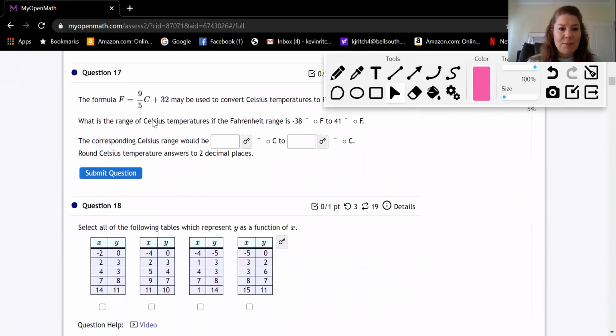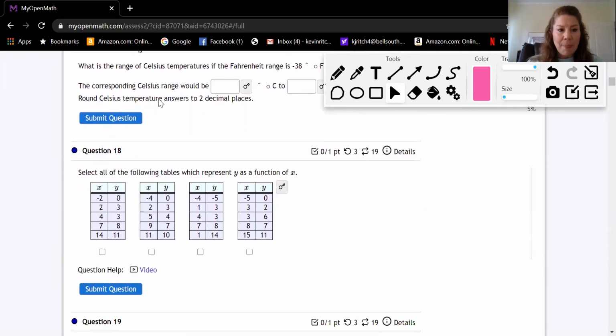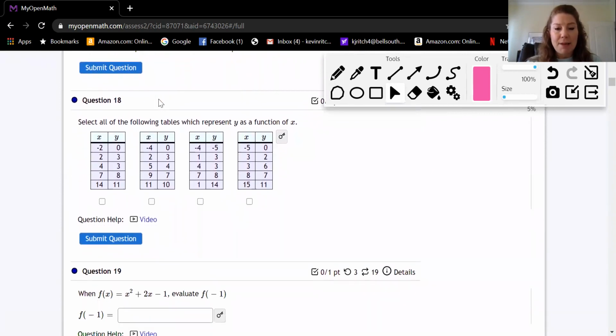Let's look, that's just a formula using Fahrenheit and Celsius. All right, number 18 is asking basically about a function. Remember what functions are? It's when every x value has exactly one y value. So if you look at the first one, the y values do not repeat. So that is a function. Is the second one a function? It is. What about the third one? Is that a function? Nope, it has 2 1s. So the x value of 1 has multiple y values, so it's not a function. And neither is the last one.